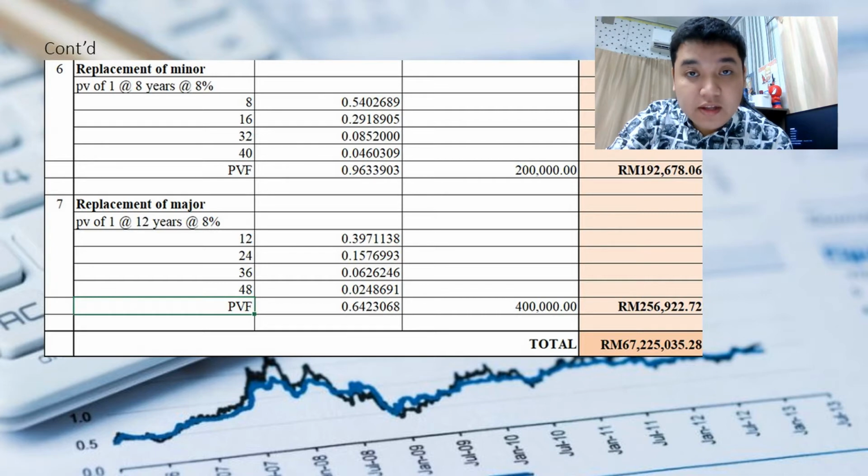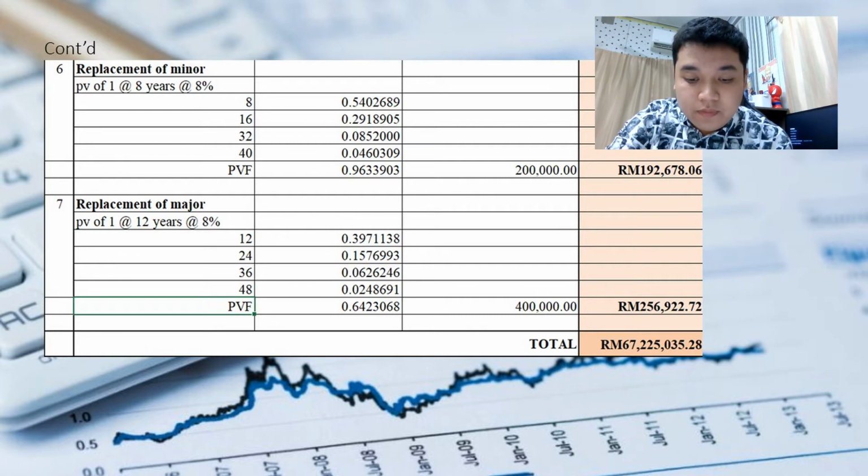Moving on to the replacement of major. It has been stated in the table that replacement of major services will be done at every 12 years with a total cost of RM400,000. By using the present value of 1 and again discount rate at 8%, in the year of 12, we will get 0.3971138. In the year of 24 is 0.1576993. Year 36 is 0.0626246. Year number 48 is 0.0248691. The PVF total would be 0.642306 multiplied by RM400,000, we will get RM256,932.72.